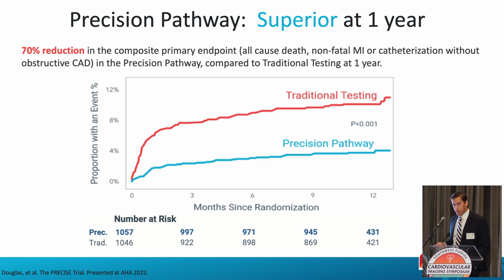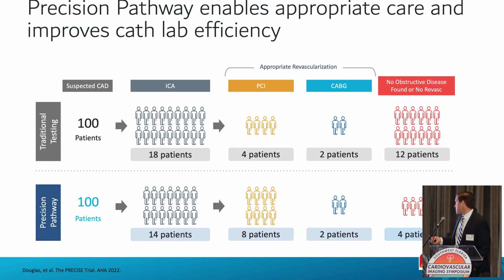So 70% reduction in this composite endpoint, which is a little funky. It's combining hard outcomes with catheterization without obstructive coronary disease. So there is some bias there, but nevertheless a pretty profound separation in outcomes in these two groups.